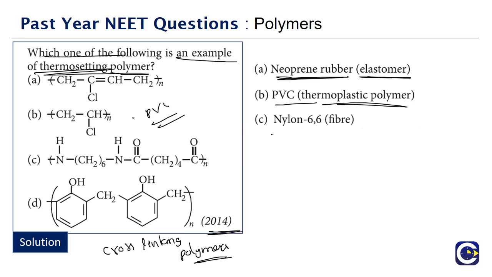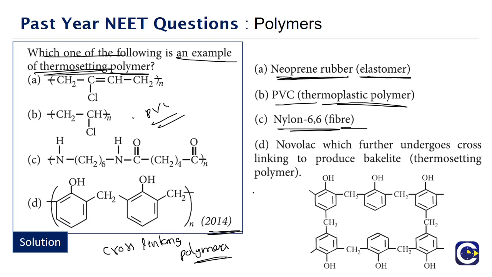Then option C is nylon 6, which is a fiber. Option D, what is this option D? It is the Novolac, which is the normal polymer chain of bakelite. So when it undergoes further polymerization or cross-linking, that is what will produce the bakelite. And bakelite is an example of what? It is an example of the thermosetting polymer. So when we heat it further, there will be more amount of cross-linking.